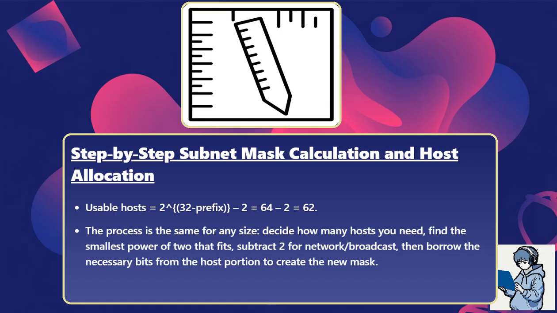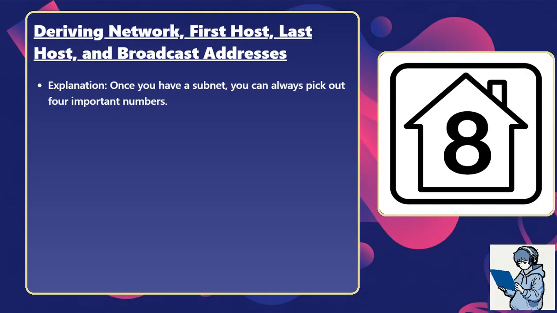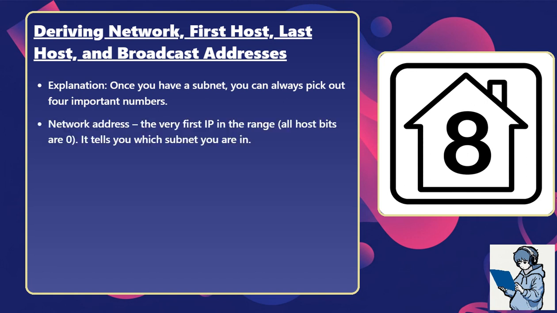The process is the same for any size. Decide how many hosts you need, find the smallest power of 2 that fits, subtract 2 for network and broadcast, then borrow the necessary bits from the host portion to create the new mask. Explanation: once you have a subnet, you can always pick out 4 important numbers. Network address, the very first IP in the range, all host bits are 0. It tells you which subnet you are in.